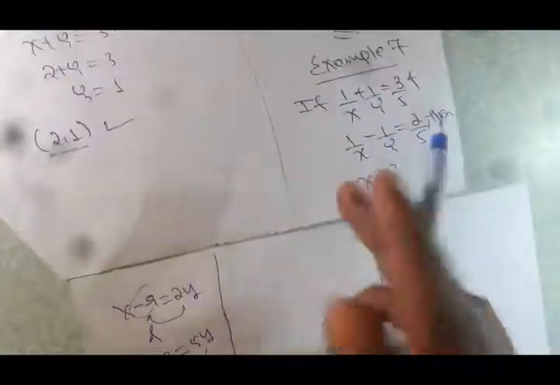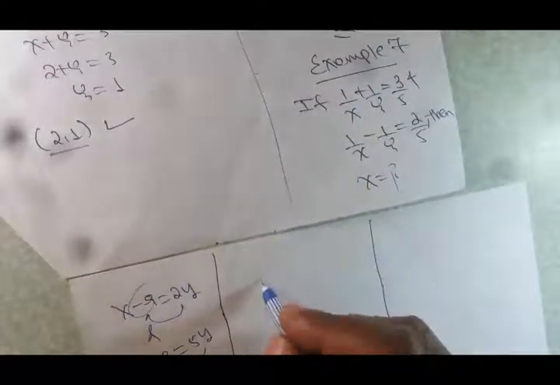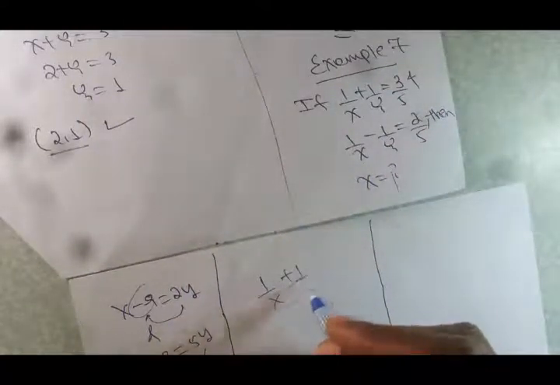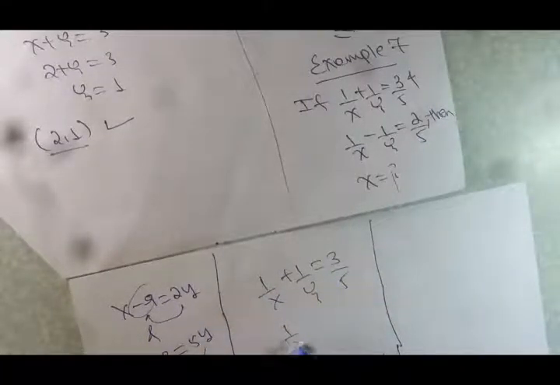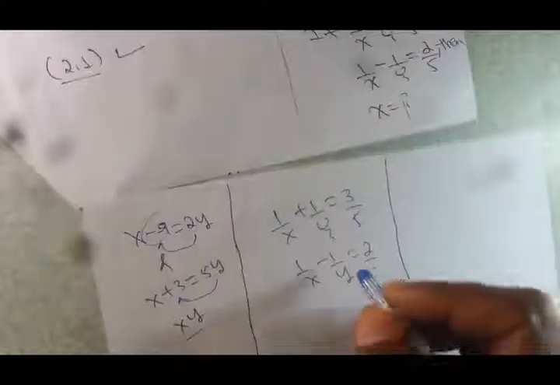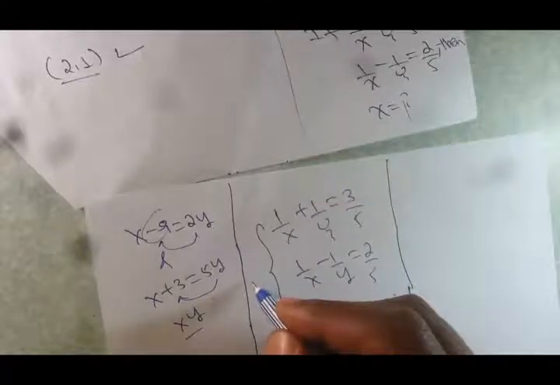And you are given example 7. 1 over x plus 1 over y is equal to 3 over 5, and 1 over x minus 1 over y is equal to 2 over 5, and you are asked to find the value of x. Solution. Why not we make some addition?